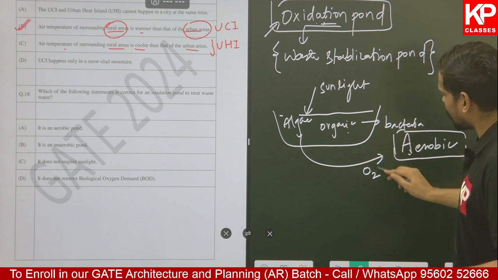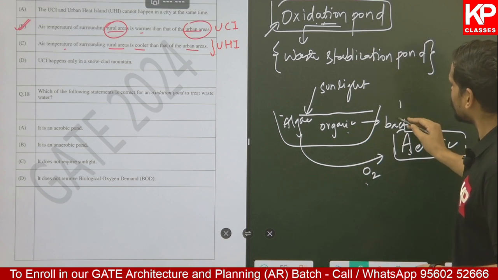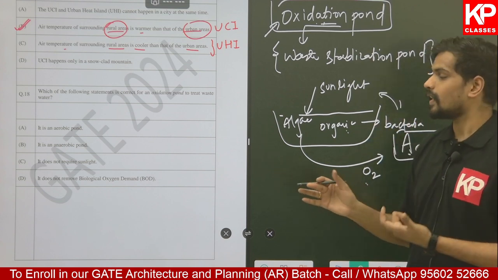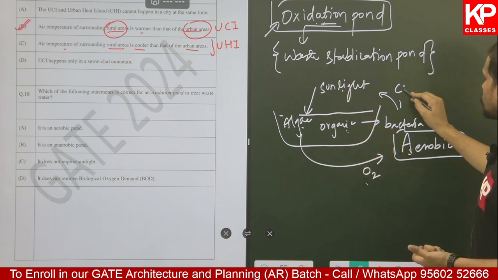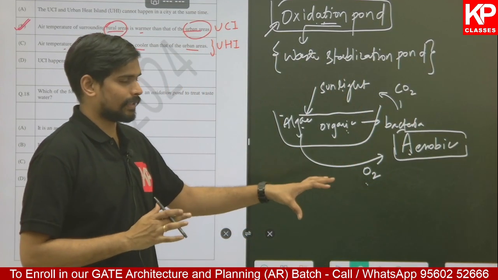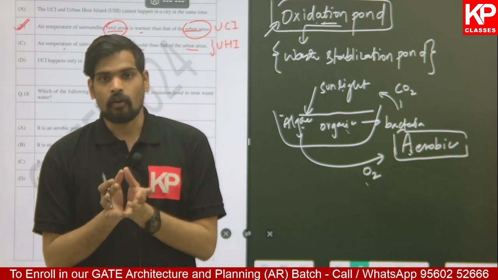So aerobic bacteria consume the oxygen produced by the algae and will decompose the organic matter into inorganic compounds, which are then consumed by the algae in the presence of sunlight and will produce carbon dioxide. So it is a symbiotic relationship which exists between algae and bacteria, and it is an aerobic process. That's how it gets its name of oxidation ditch.